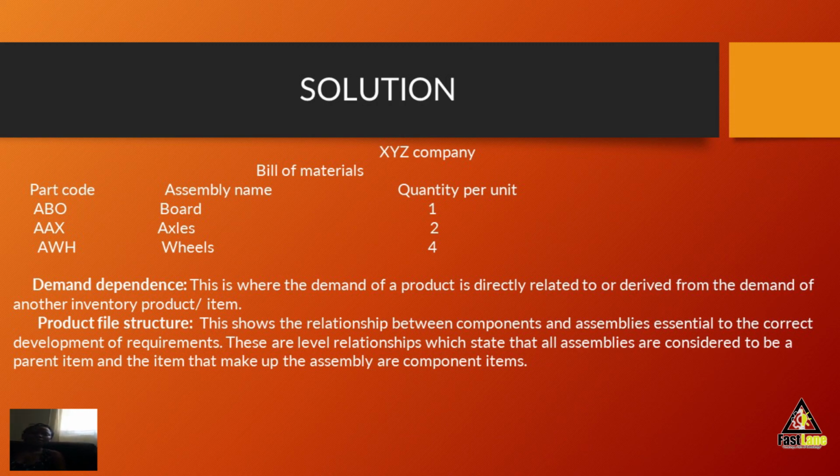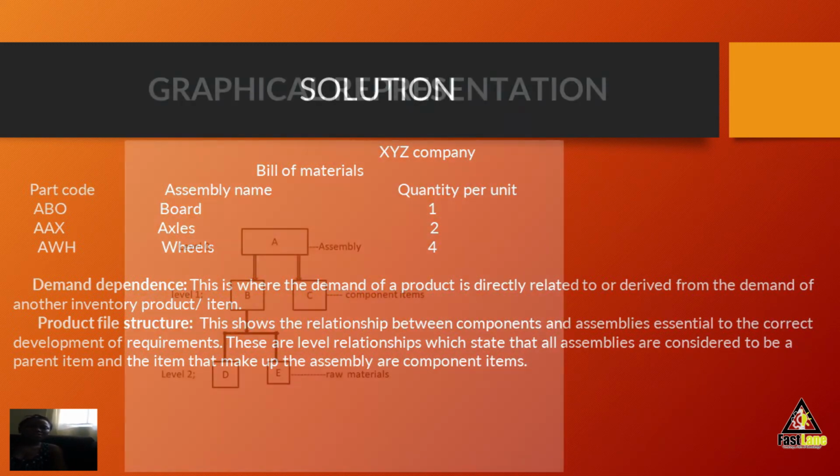Then we have product file structure. What is a product file structure? This shows the relationship between components and assemblies essential to correct development of requirements. These are level relationships and the item. These are level relationships which state that all assemblies are considered to be a parent item and the items that make up the assembly are component items.